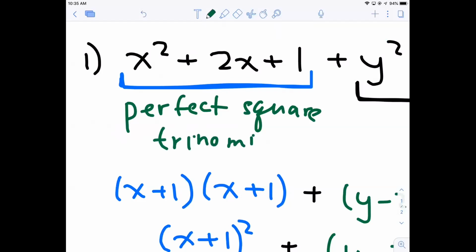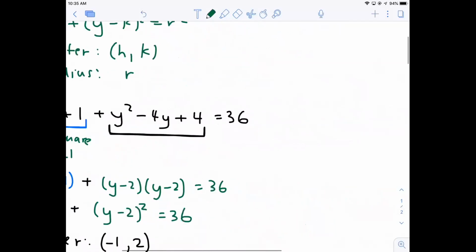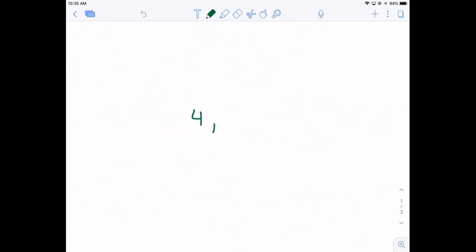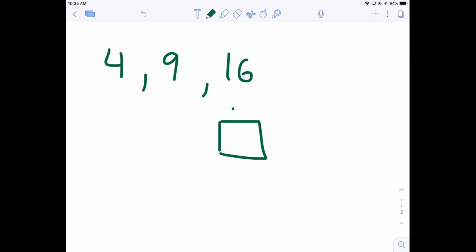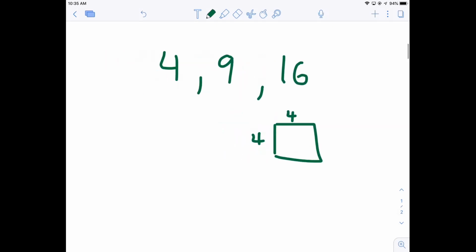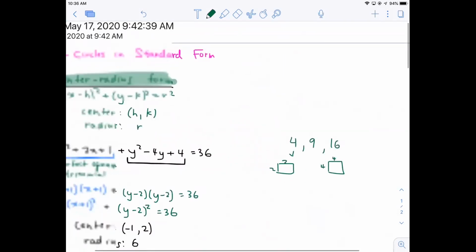We should know what perfect squares are already, right? Perfect squares are numbers like 4, 9, 16, because that's 2 times 2, 3 times 3, or 4 squared. All of these can be drawn as a square. This would be a 2 by 2 square, 2 squared. 4 is a perfect square.